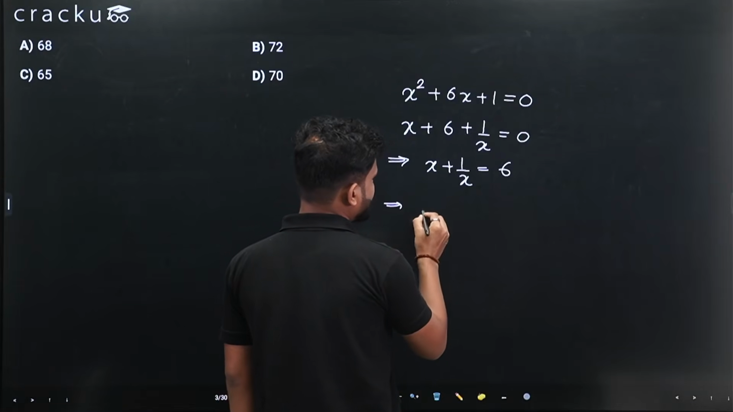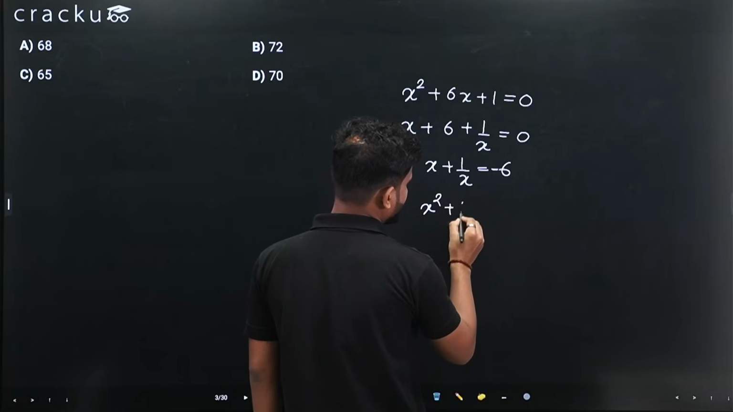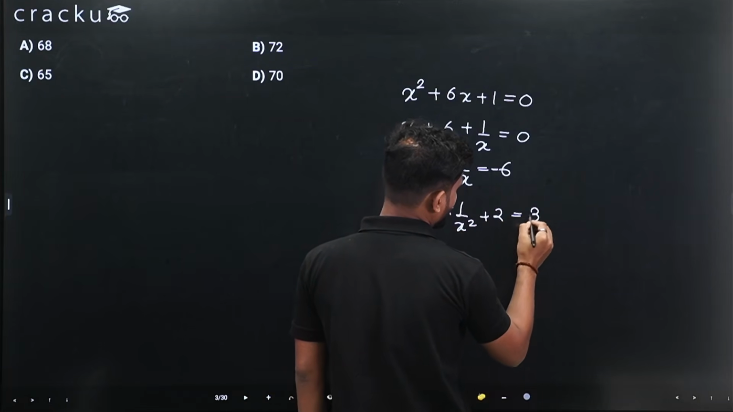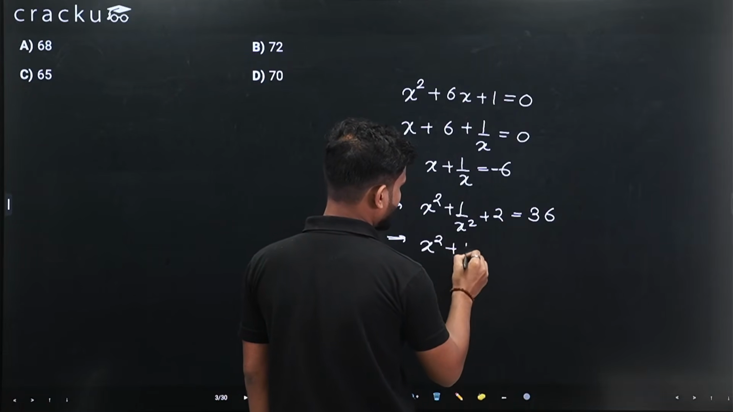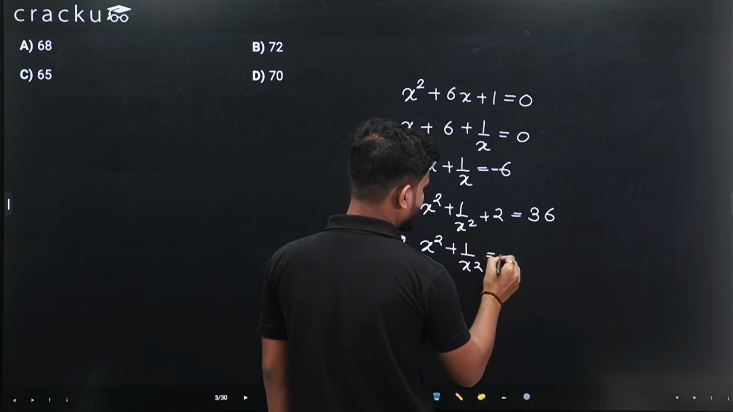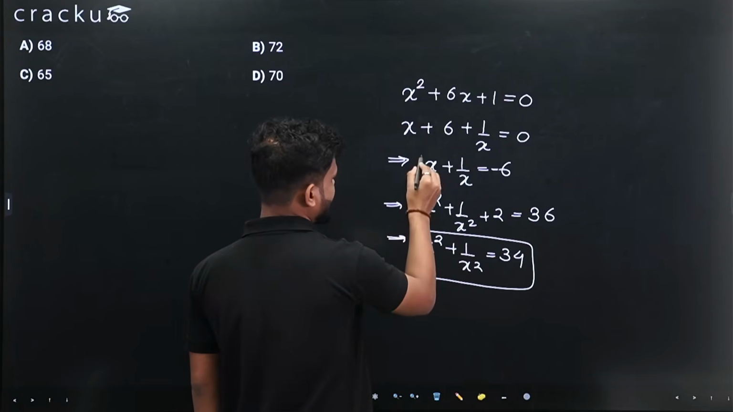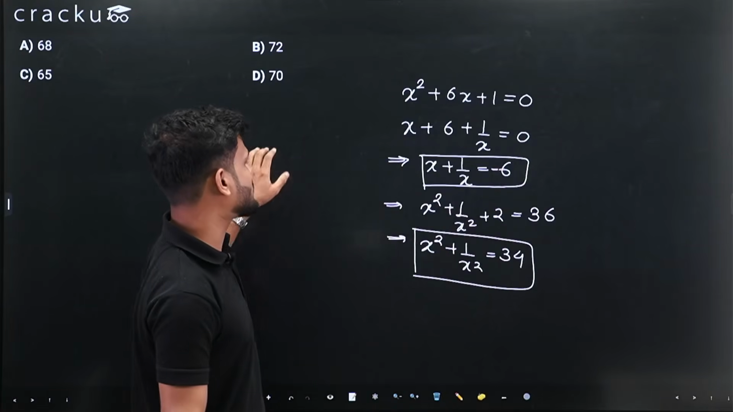If you square both the sides, you will get, this is minus 6, so x square plus 1 by x square plus 2 is equal to 36, or x square plus 1 by x square is equal to 34. So you got your two equations, that x plus 1 by x equal to minus 6 and x square plus 1 by x square equal to 34.